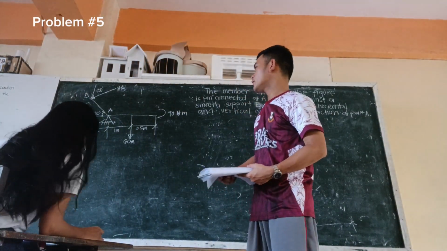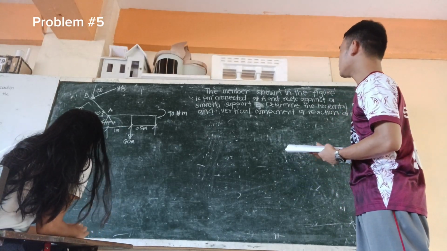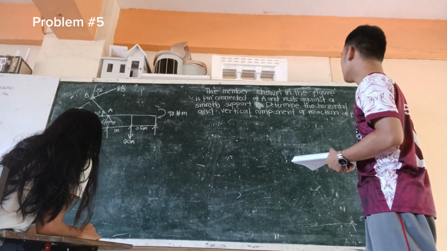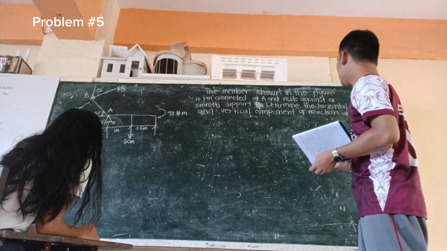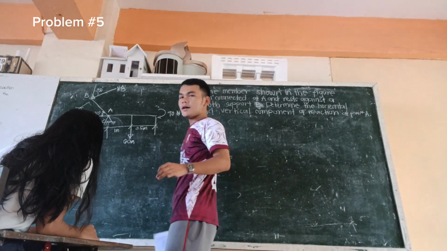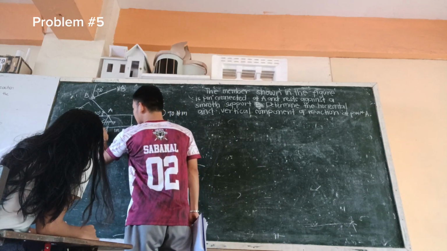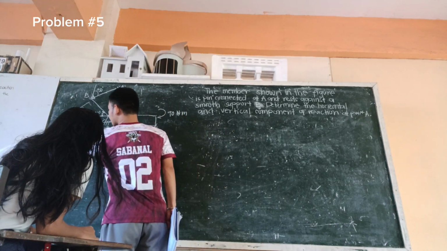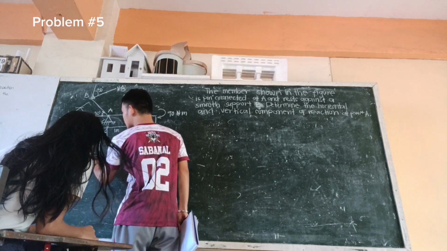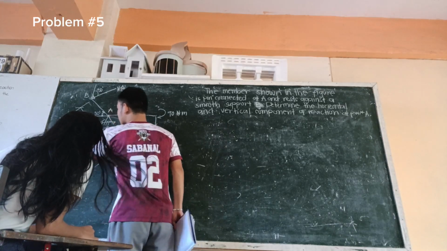Good day, everyone. So for the fifth problem, we have the member shown in the figure being connected at A and resting against a smooth support B. Determine the horizontal and vertical components of reaction at point A. In our figure, we have the support, which has a vertical reaction and a horizontal reaction. The vertical reaction we label as AY, and the horizontal reaction is AX.